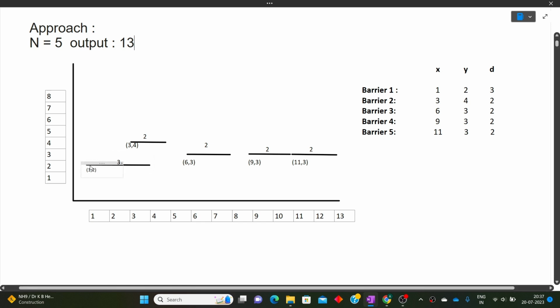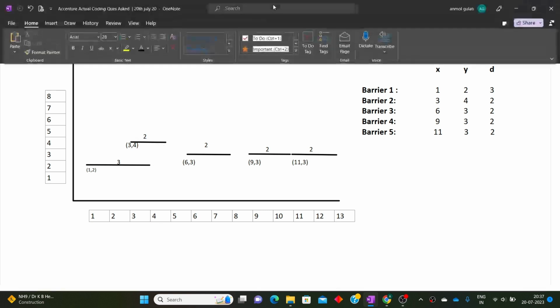So if we consider the first barrier, the first barrier is not overlapping with anyone. Okay, so we will move ahead. Now we will see the second barrier. The second barrier is overlapping with the first barrier. So what we will do is merge these two barriers.